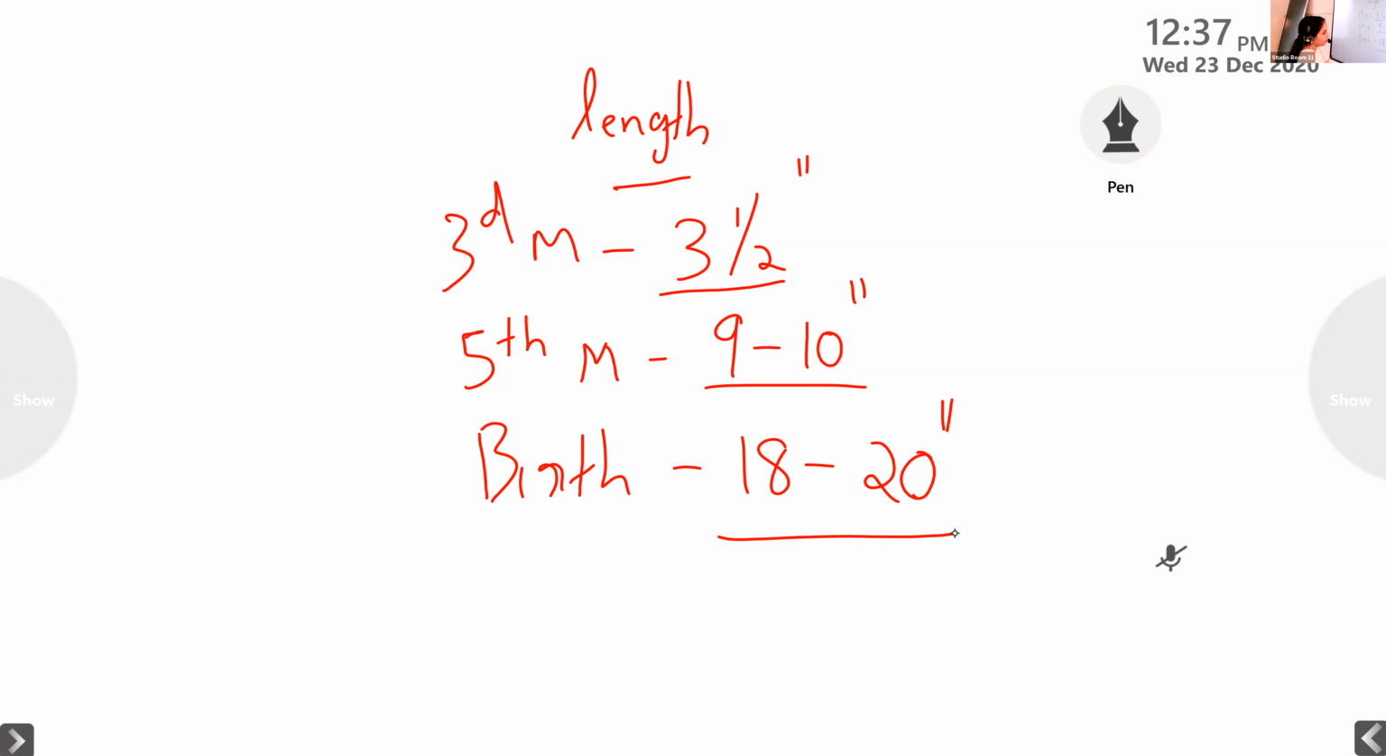So this is about the length of the fetus. It comes under the fetal period. In the third month, the baby is only 3.5 inches. In the fifth month, it is 9 to 10 inches long. And what about the birth time length of the baby? 18 to 20 inches. Okay.